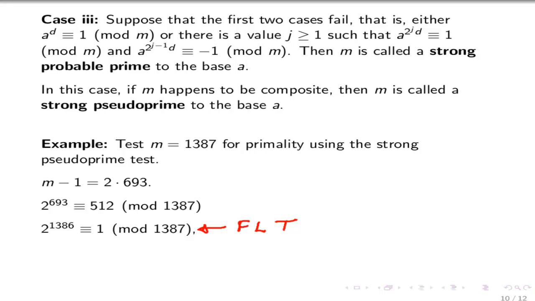However, this predecessor fails to be a plus 1 or negative 1, which means that 1387 must be a composite number.